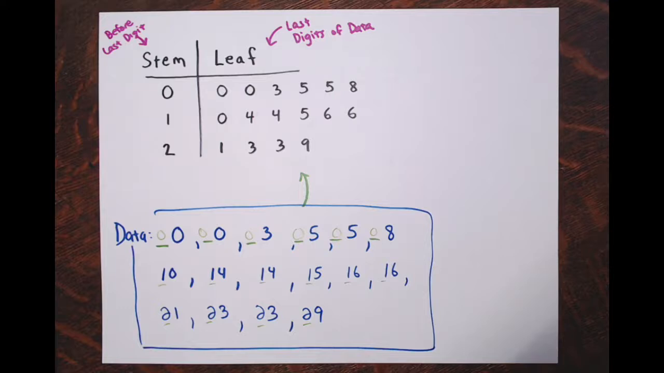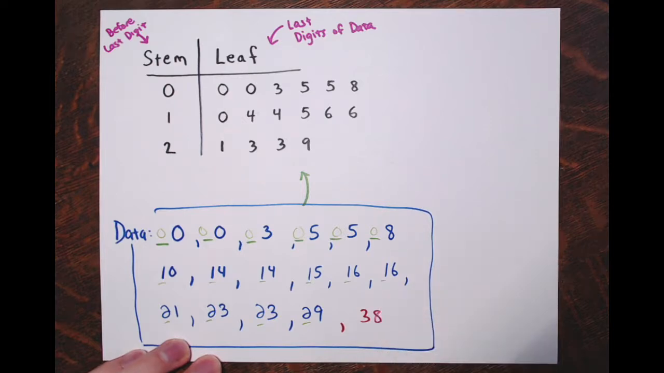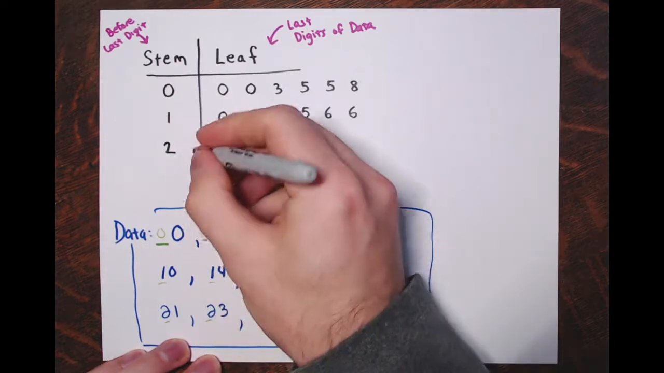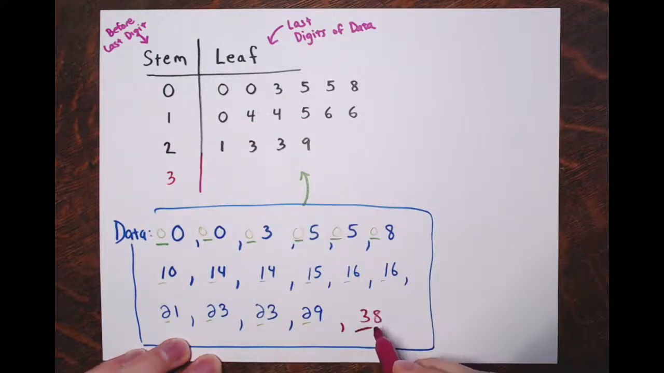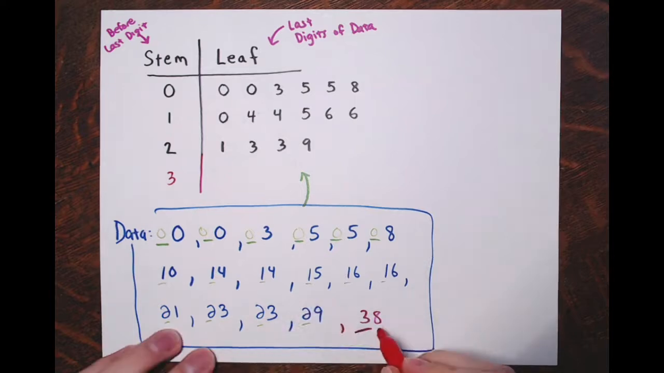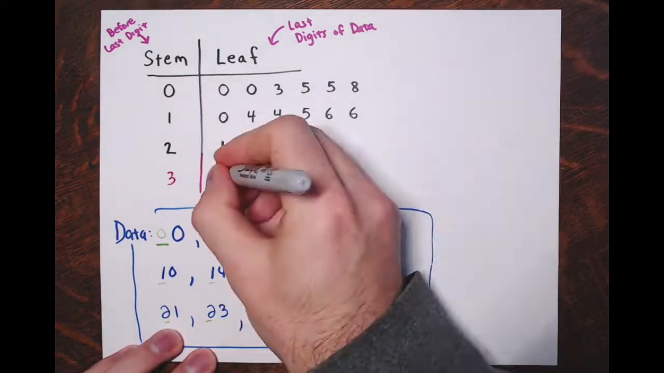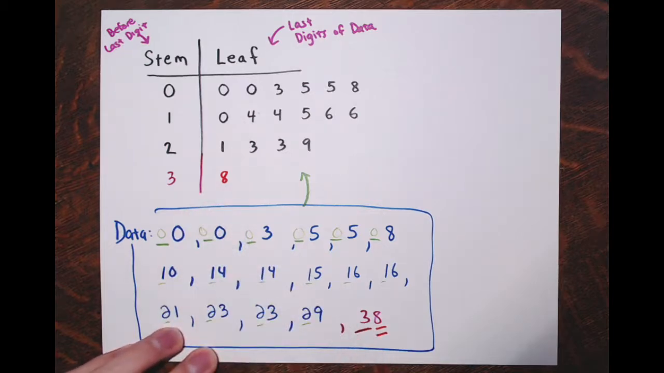I'm just making this up. This isn't part of the thing. But if there were another value in here, say 38, I'd add a stem of 3, and then the leaves are the final digits. The leaves are the last digits. You have a leaf of 8. So that tells me that 38 is a data value.